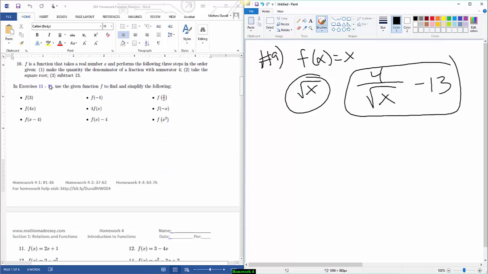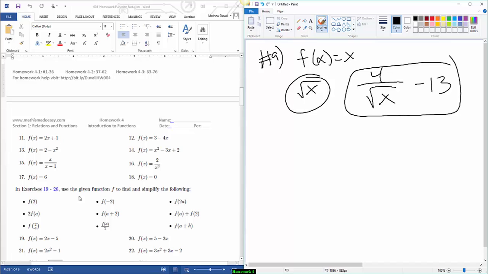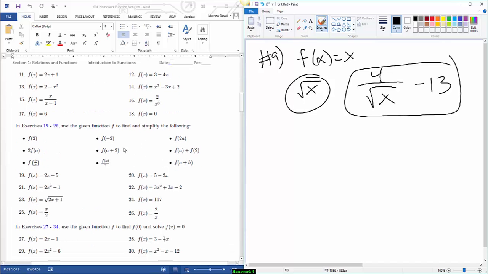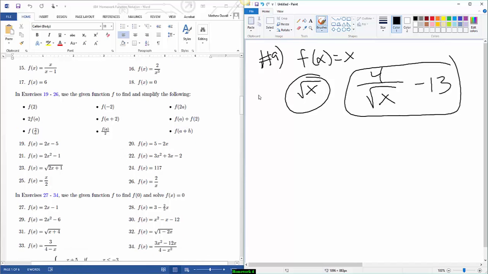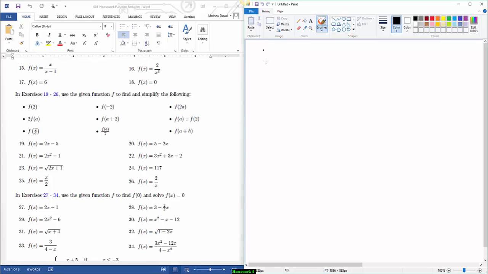Okay, so exercise 11 through 18 is the same as 19 through 26. So we're doing the same thing. I'm going to do 19 through 26 because it seems to be a little bit more complicated. So we'll do a few of those. Let's do number 19. So it says f of x equals 2x minus 5. So the first thing that it wants me to find is f of 2.